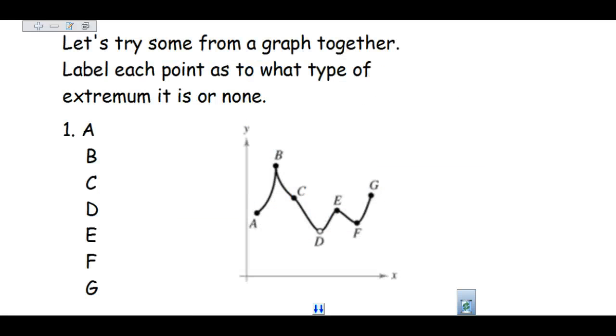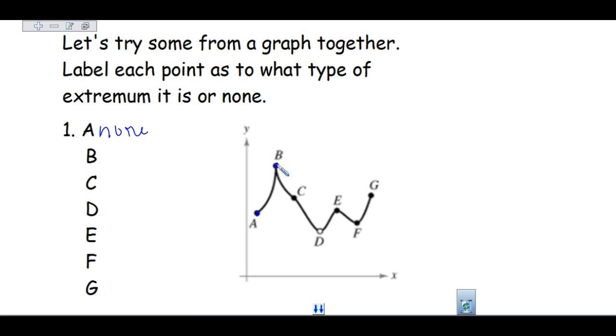Okay, so for example purposes, a kind of strange looking graph has been shown just to try to illustrate some of these ideas. So let's try to categorize all these points A through G as what type of extrema they would be. All right, if we start with A, there's a point at A, but it doesn't appear to be a low point at all, so it's probably going to be none.